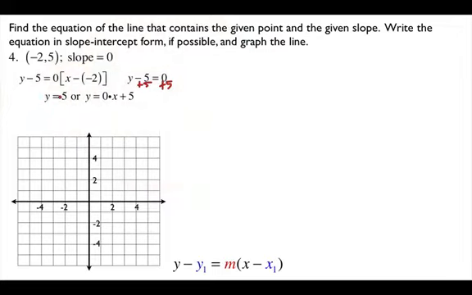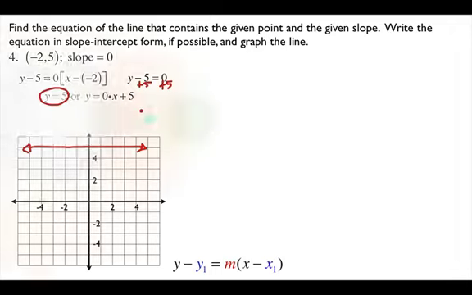I either get y equals 5 or y equals 0 times x plus 5. Same thing. Now from here you should be able to recognize that this represents a horizontal line going through the y value of 5. So this is your answer. This is the graph.